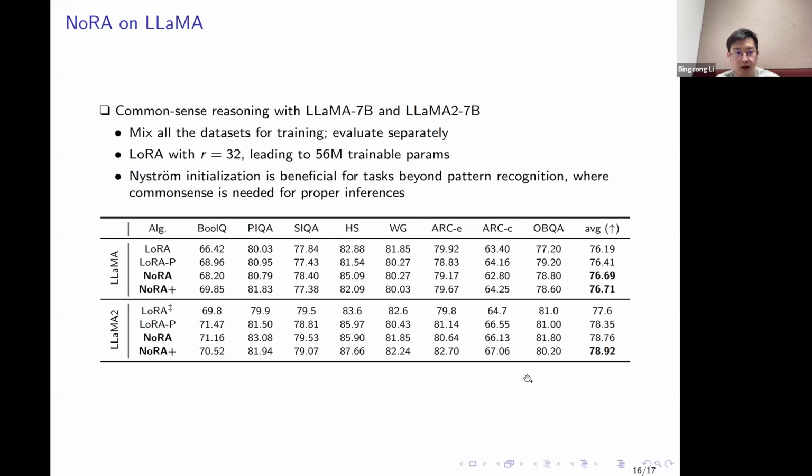We also tested our NoRA on fine-tuning Llama models. We are using common sense reasoning tasks with Llama 7 billion and Llama 2 billion. Essentially, we use different datasets, and we mix all the training data of the datasets together, and we test them separately. In terms of LoRA, we are using r equals 32, and this actually leads to 56 million trainable parameters, and the result is shown here.